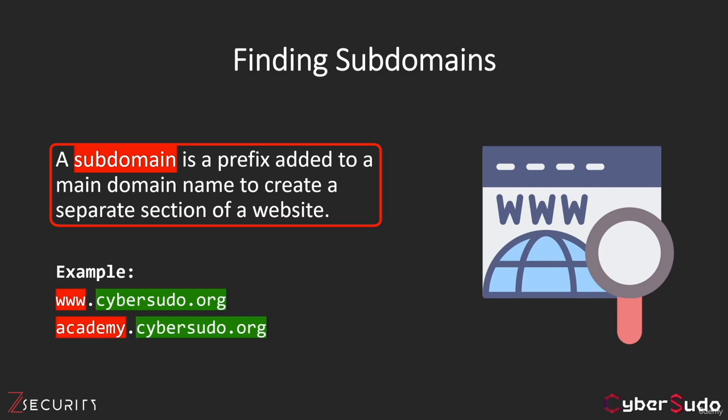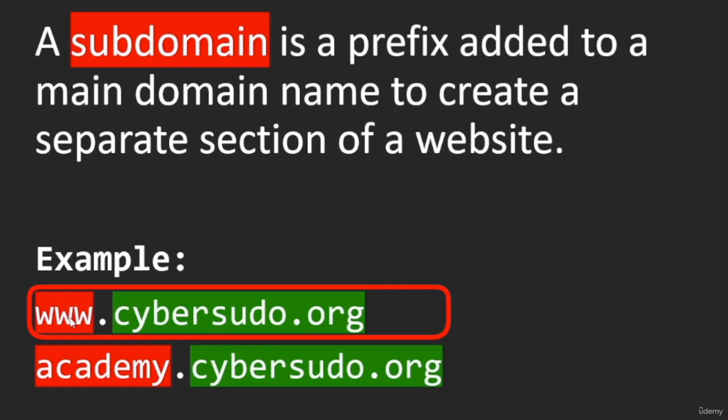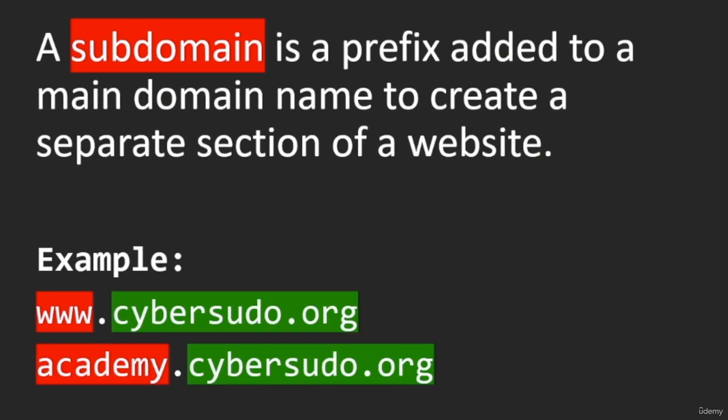Subdomains can be used to separate different areas of a website, such as blogs, stores, or support sections, making it easier for users to find specific content. So here we have an example. The subdomain of cybersudo.org in this case is www, and here we have academy. There are also some people who use, for example, blog dot and then the domain name, or login dot and then the domain name, etc.